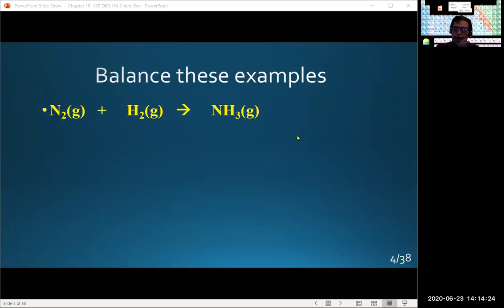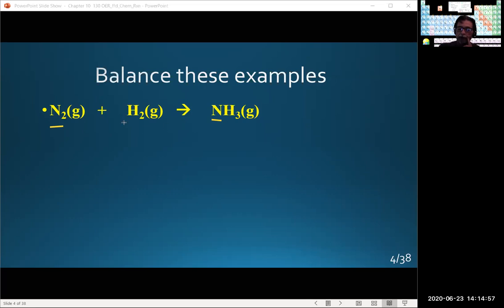Let's balance this equation. This reaction is nitrogen gas in the presence of hydrogen gives you NH3, otherwise known as ammonia, okay? So notice that as a reactant, we have 2 nitrogens, but as a product, we only have 1, okay?